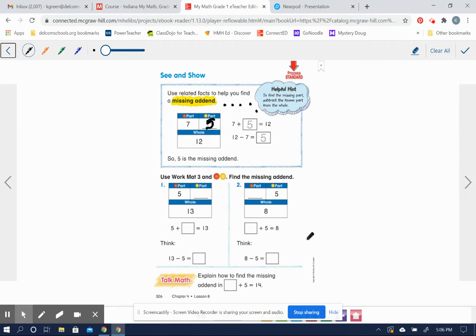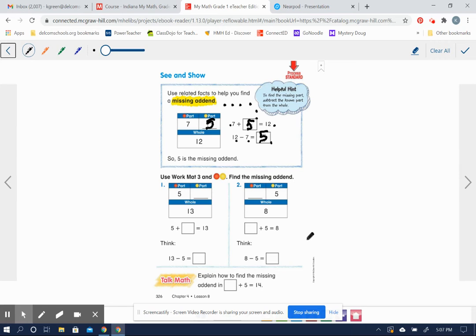So part plus part equals the whole. 7 plus 5 equals 12. And so this is the related subtraction sentence. 12 minus 7 equals 5. Okay, so both sentences have a 12, both sentences have a 7, and now both sentences have a 5. So these are related sentences. All right, let's look at this one.